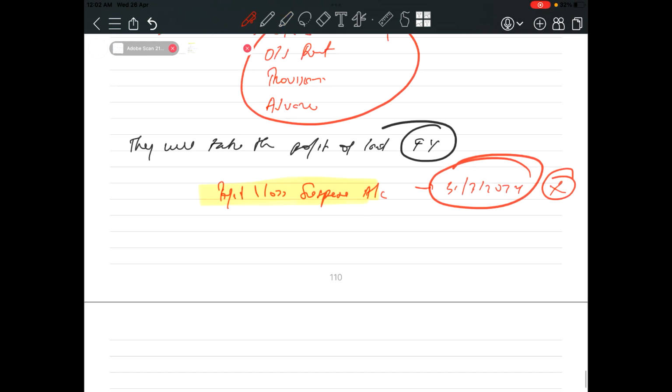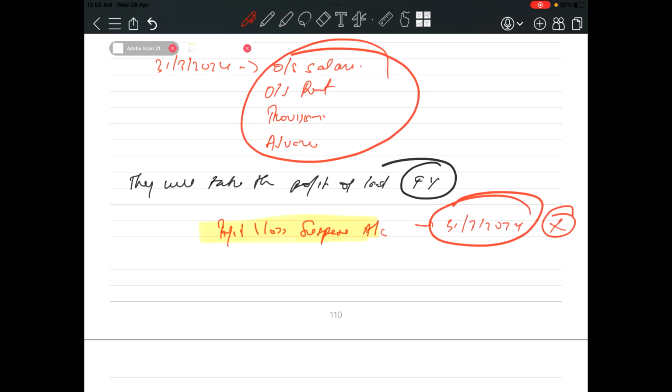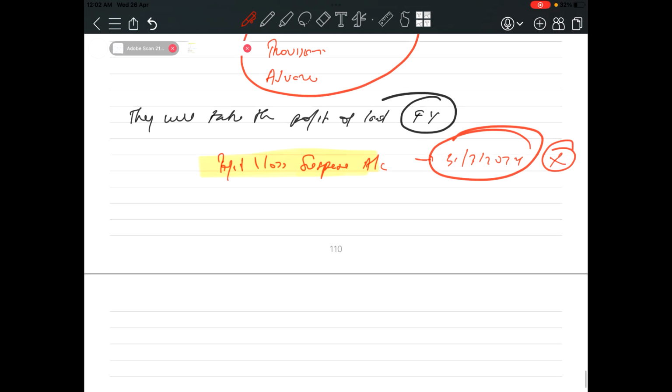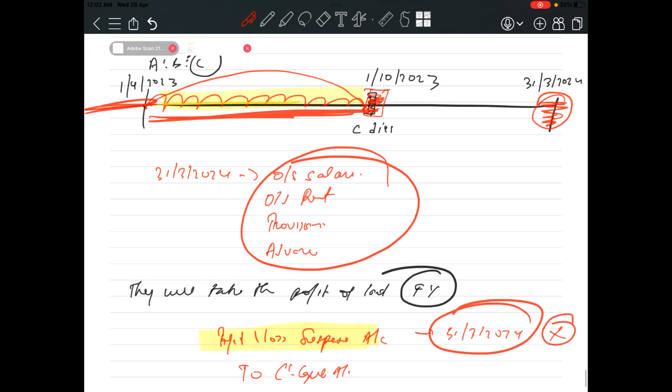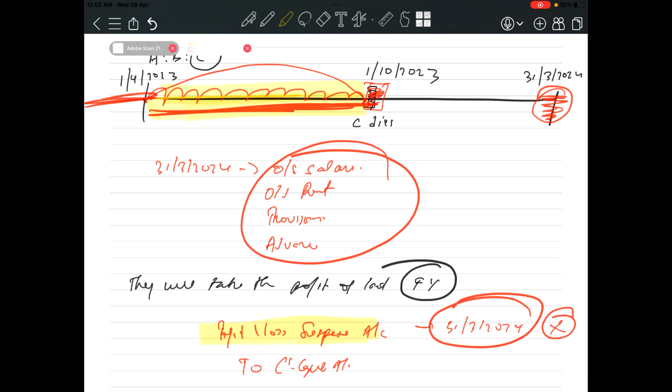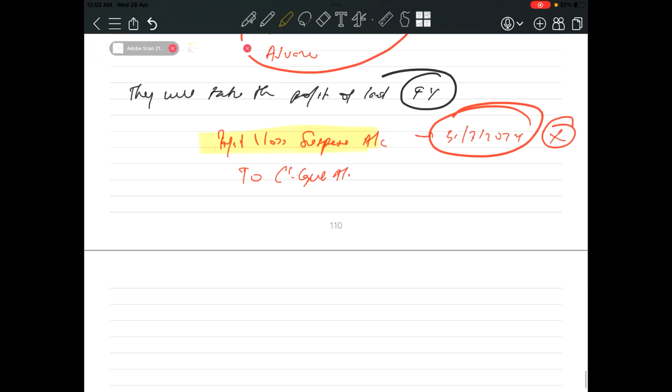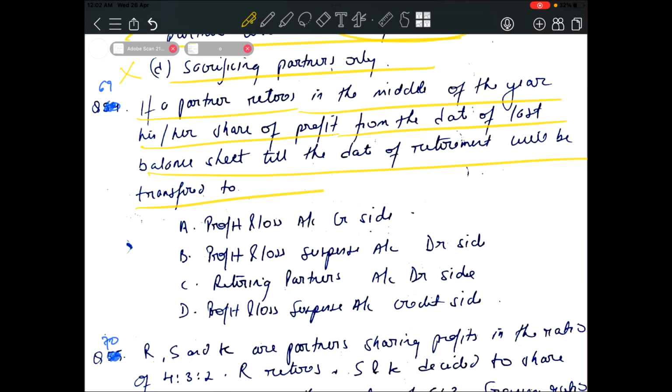So the firm will create a new account called profit and loss suspense account. And what will be the journal entry? Profit and loss suspense account to what? To C's capital account. C will get the profit for this period, and this will be the journal entry. I hope this is clear to you. Now let's see this question.